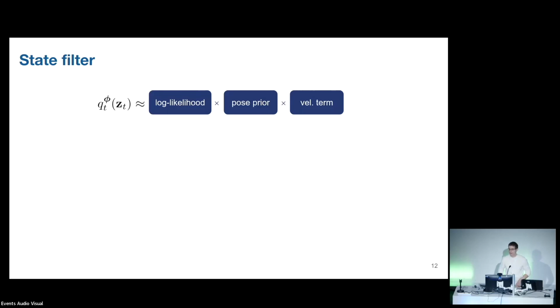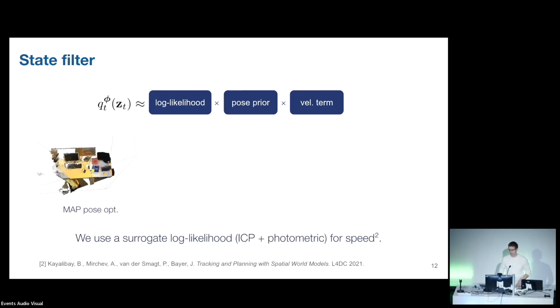For the state filter, the derivation is similar. It's slightly more complex, so I'm just going to use placeholders to explain how the last step is done. The state filter comes down to multiplying 3 terms: a log likelihood term, which is our renderer, a pose prior, and a velocity term, which is velocity given a pose. These conditionals need to be combined in a principled way.